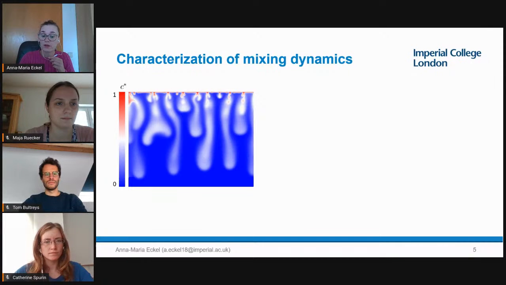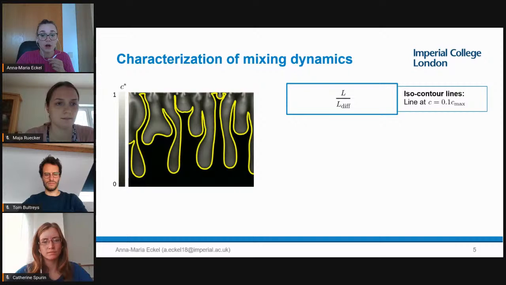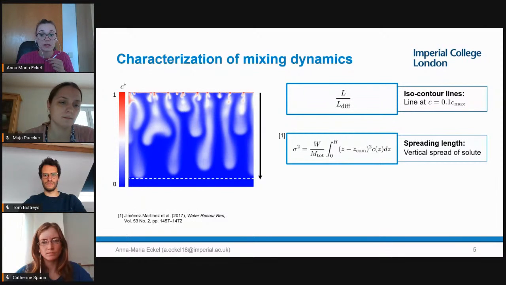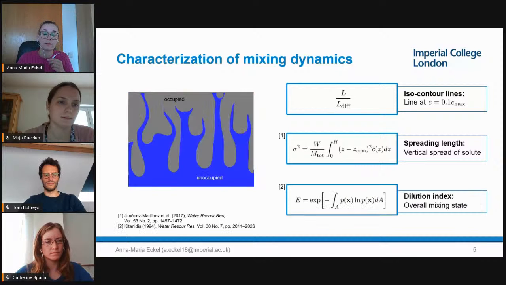We make use of various mixing measures to characterize the mixing dynamics. By regarding the contours of the plume, we can define the isocontour lines at a 10% saturation concentration. To exemplify the spatial extent of the plumes, the spreading length is applied, which involves the displacement of the center of mass in vertical direction. And the overall state of mixing is described by the dilution index, which is associated with the increase in volume occupied by the solute, as well as the degree of concentration uniformity.